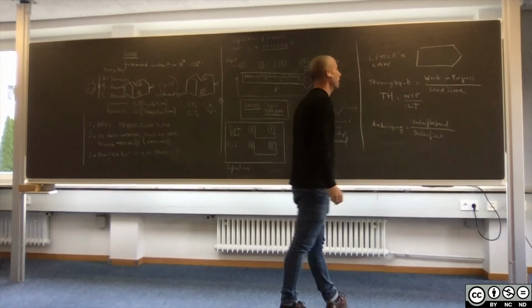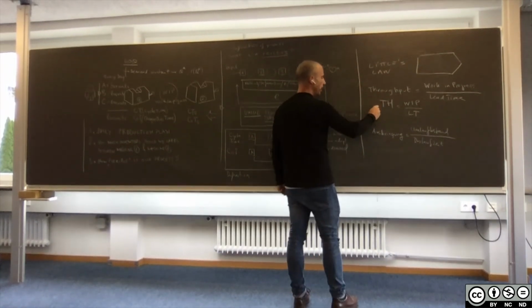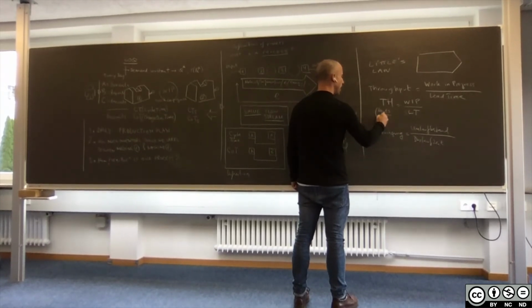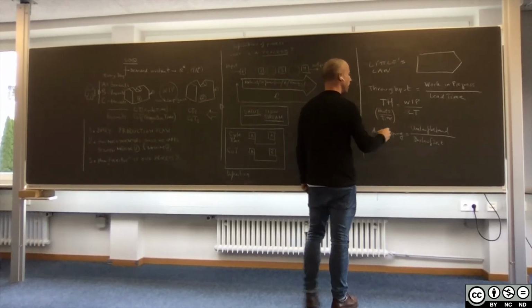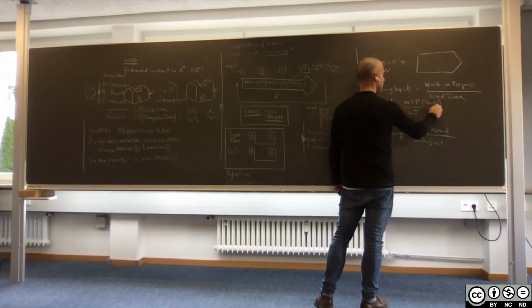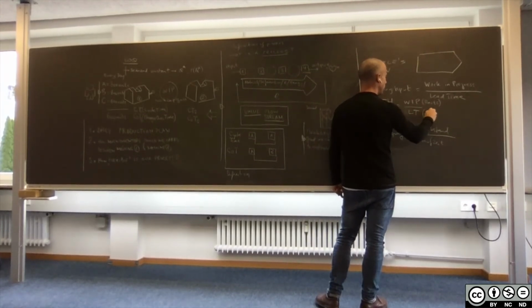Throughput is measured, of course, in parts per time. WIP is measured in parts, and lead time is measured in time.